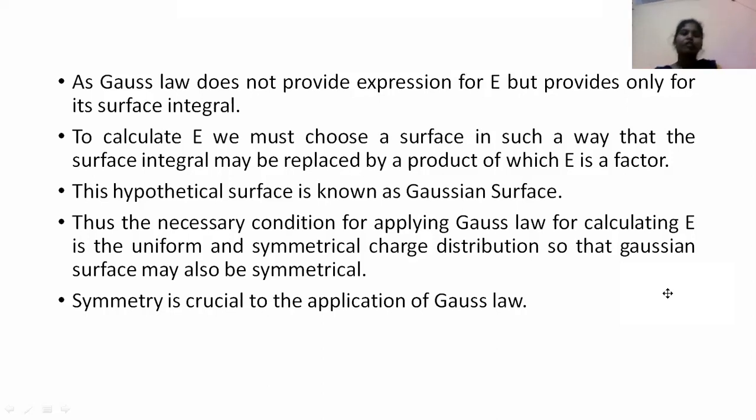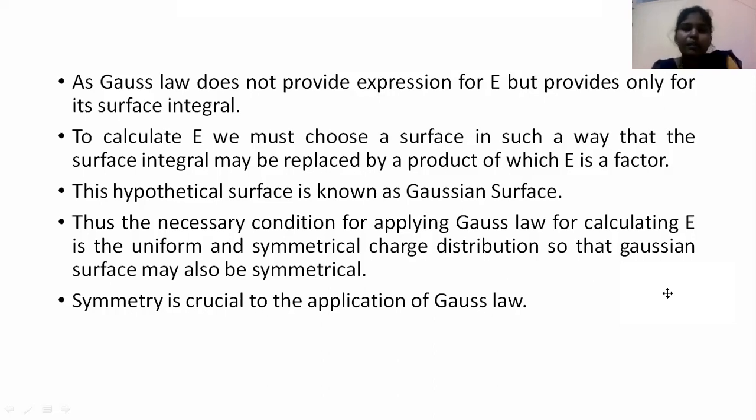Right? We'll see. So to calculate E, we must use a surface in such a way that the surface integral may be replaced by a product of which E is a factor. So to calculate the electric field, we have to consider an imaginary surface in such a way that the surface integral may be replaced by a product of which E is a factor. So the surface integral of that surface which you are considering, into the E. So through that way you can calculate E.